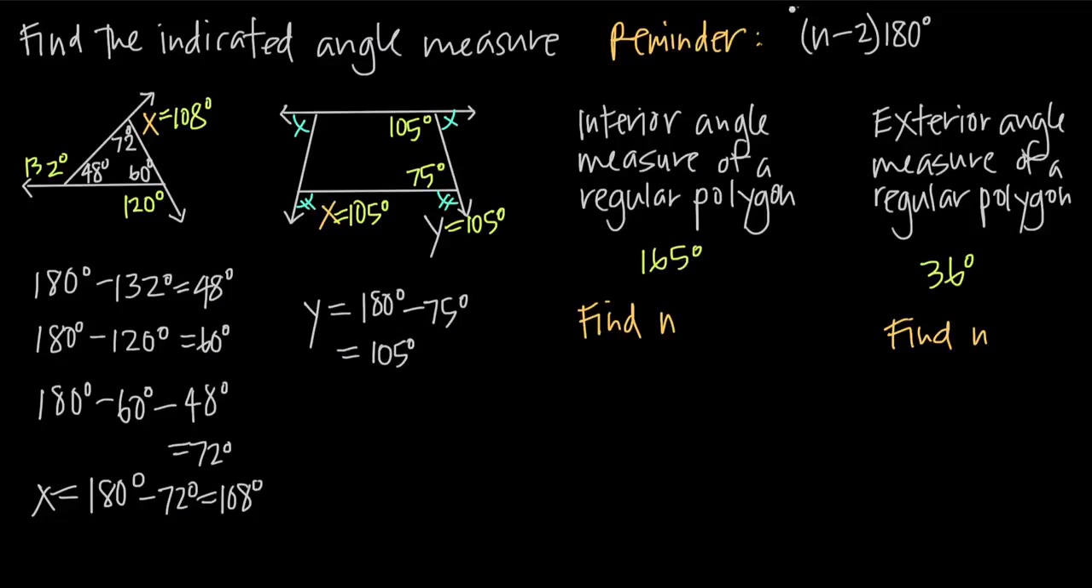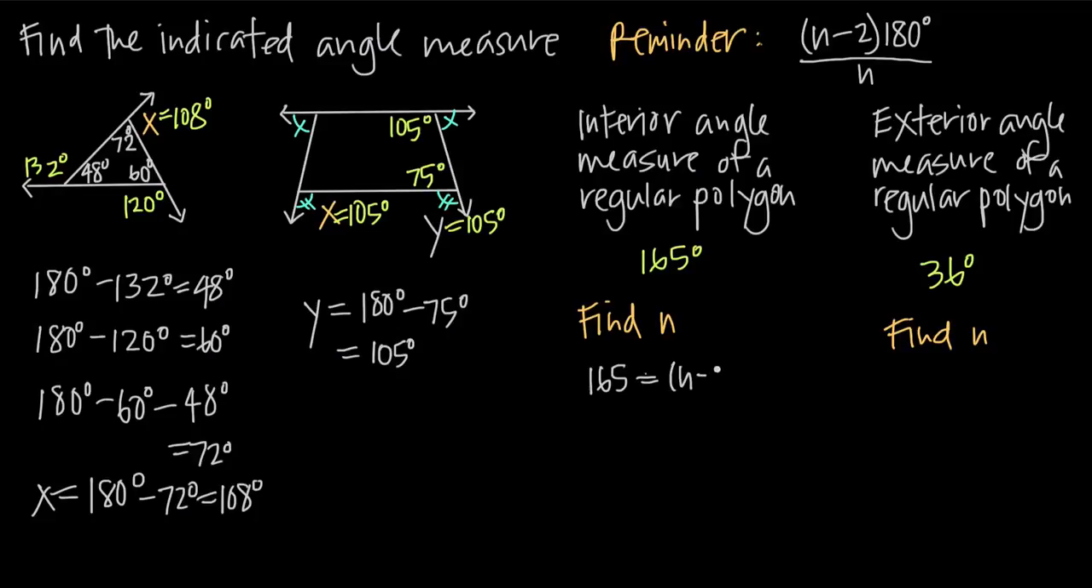So we have this formula up here, right? Quantity n minus 2 times 180 degrees tells us the sum of all of the interior angle measures. So if we want just one of the interior angle measures, we can take this formula and divide it by n, because now this value will be equal to the measure of just one of the interior angles. So since we know that one of the interior angles is equal to 165 degrees, we can set 165 degrees equal to this value right here.